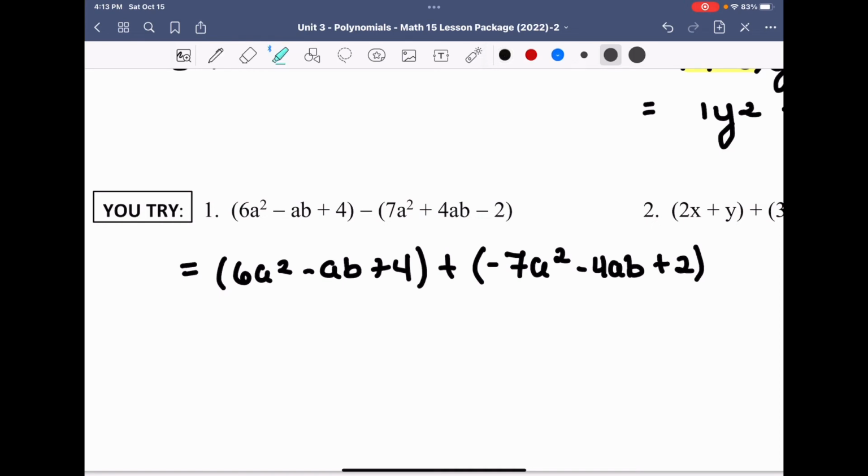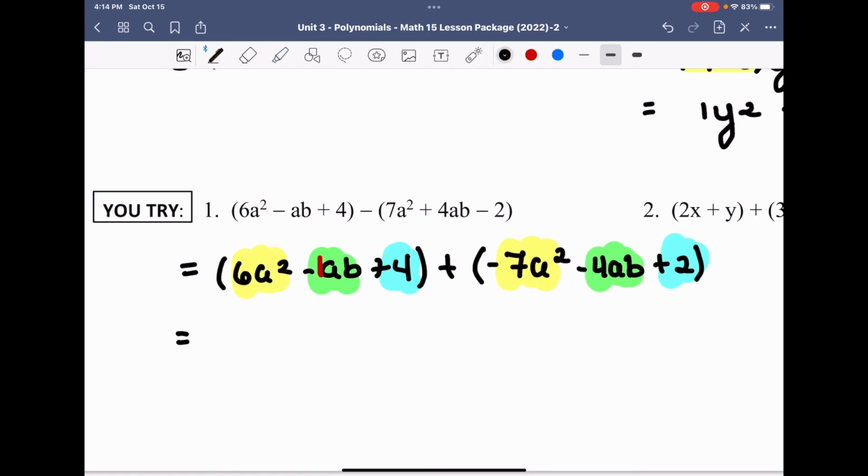Now I can use my highlighter and determine I have a certain amount of a squareds. I have a certain amount of ab's. In this case, the coefficient on that ab is 1. If it's not written, your coefficient is 1. And then finally, on my last one, my constant terms, I have these two. And now I can put this all together.